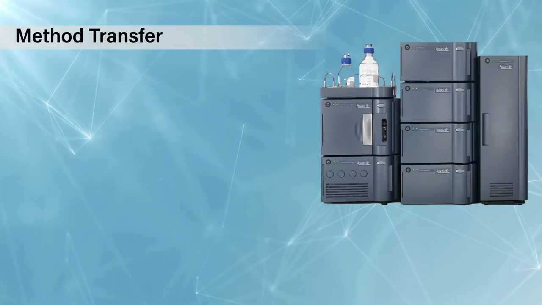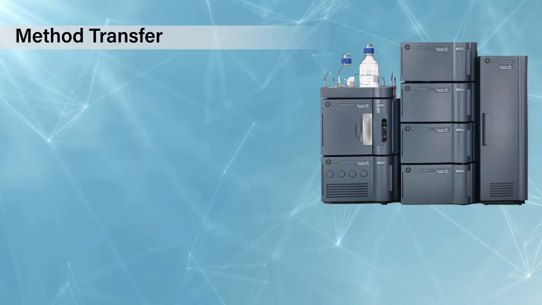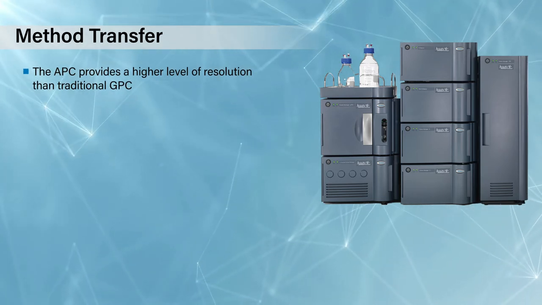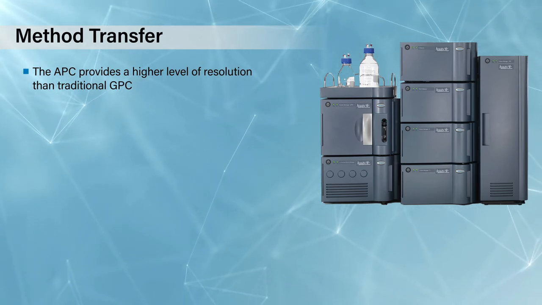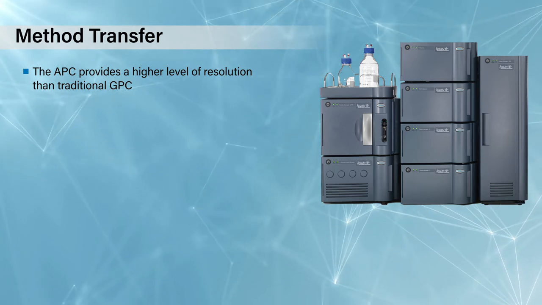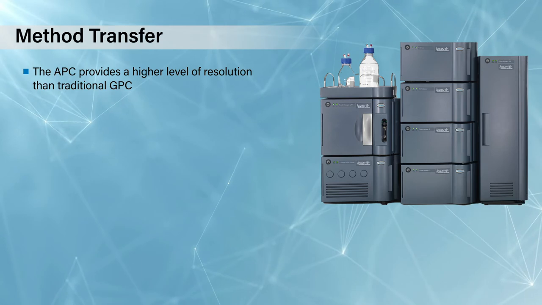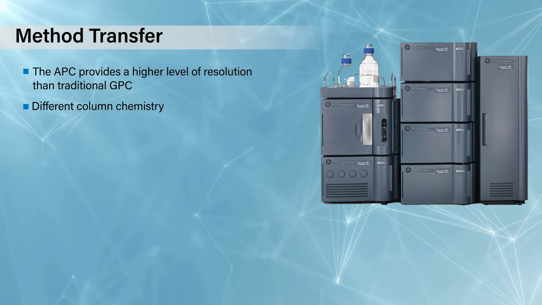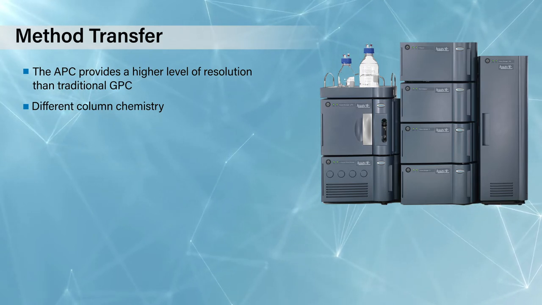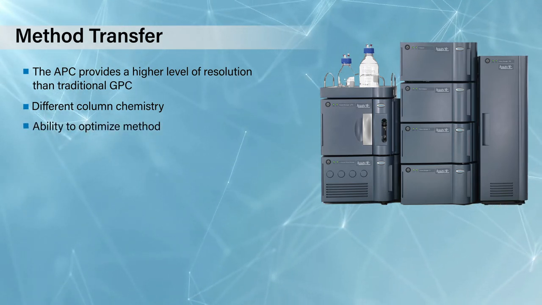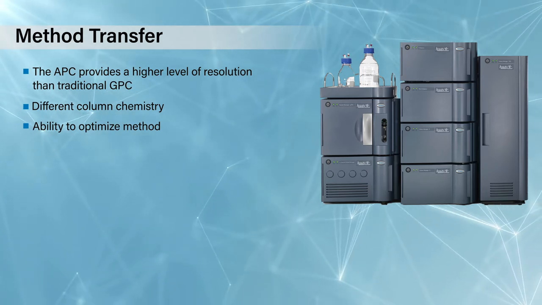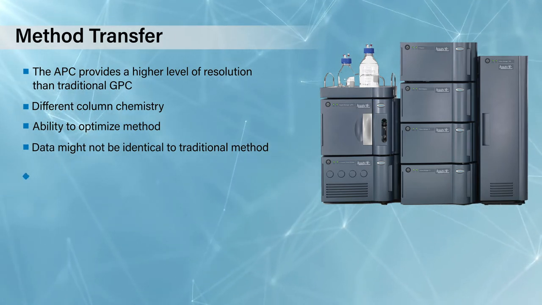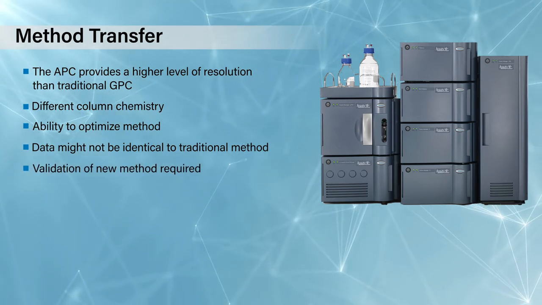When we're talking about method development, we also have to talk about method transfer. The APC is going to give a higher level of resolution compared to traditional GPC, traditional size exclusion chromatography. So you're not always going to get the same answers, because we're going to give you more information on your polymer distribution compared to what you may have been used to. We've also got a different column chemistry, and this again could lead to slightly, subtly different results from traditional polymeric columns compared to the APC column technology. But now we have a greater ability to optimize the method. All these things combined mean you may not have identical data, identical distributions, compared to your traditional method. So you need to do a full method transfer and validation of your new methodology.